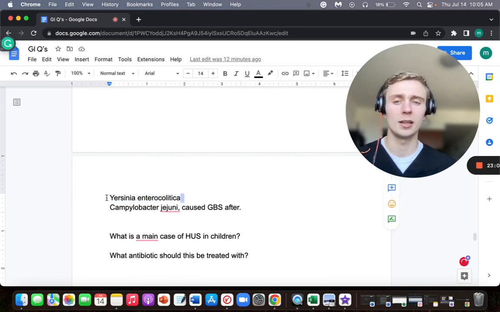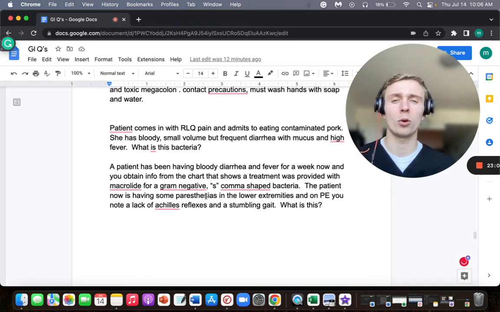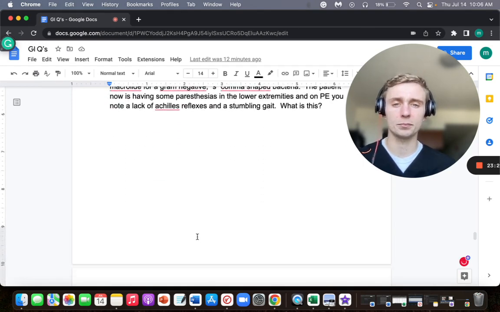The first one is going to be Yersinia with that pork consumption, as well as the right lower quadrant pain that mimics appendicitis, and they can also have mesenteric lymphadenitis as well. So it's important to know right lower quadrant pain mimics appendicitis, mesenteric lymphadenitis after eating contaminated pork. And again, that's an invasive diarrhea for Yersinia.